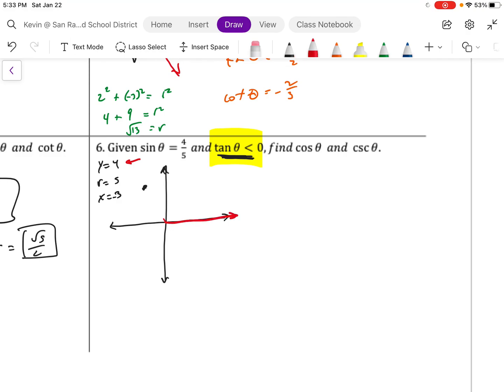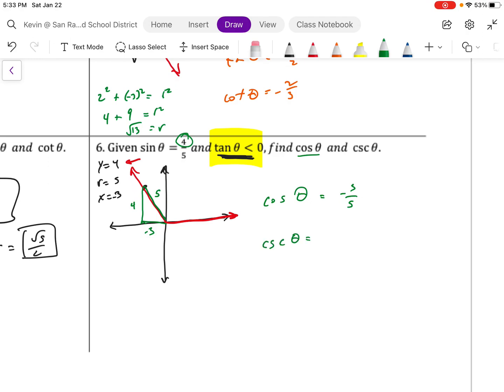So again, here's our angle. That's the initial side. Here's our terminal side. From the point on our terminal side, we drop down and we create our triangle. This is our y value, 4. Our x value is negative 3. And our hypotenuse is a radius, 5. And we want to find the cosine. Cosine of theta is adjacent, negative 3, over hypotenuse 5.